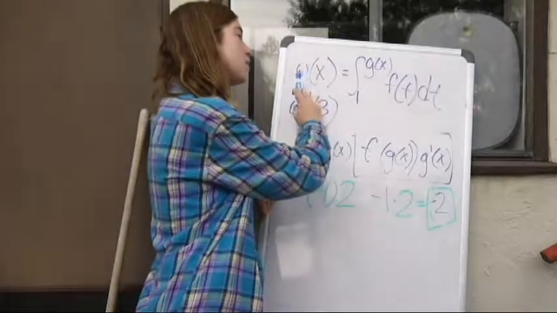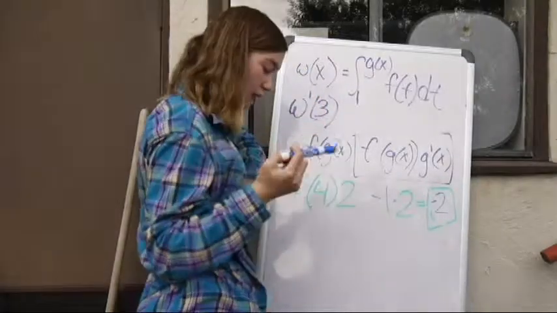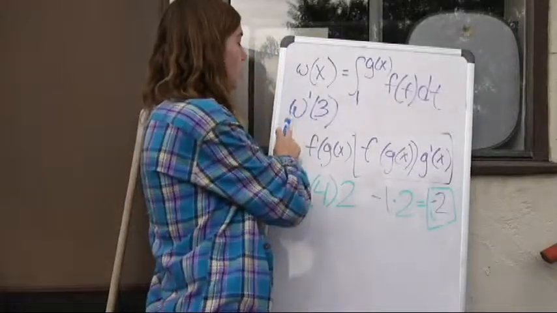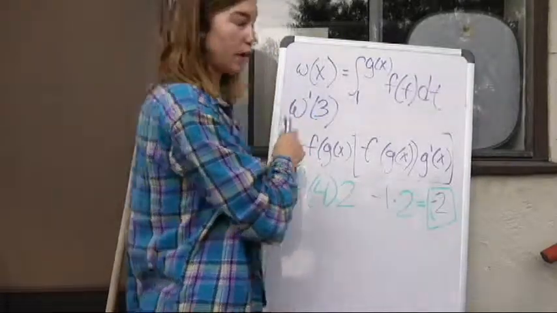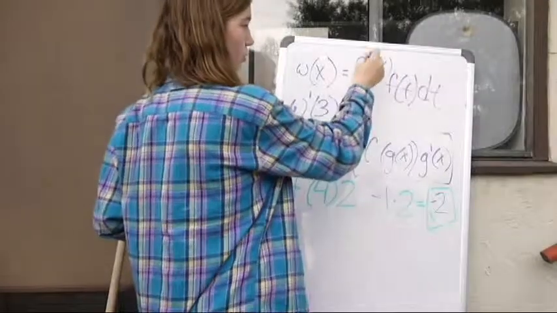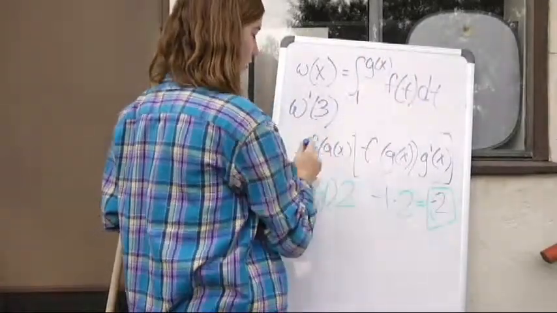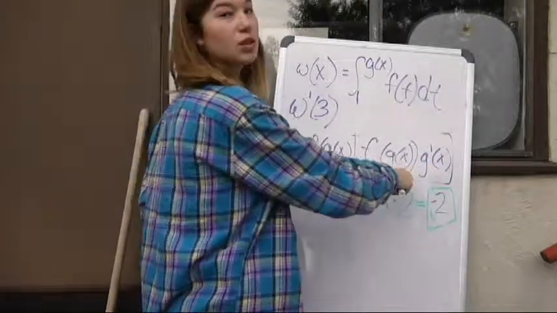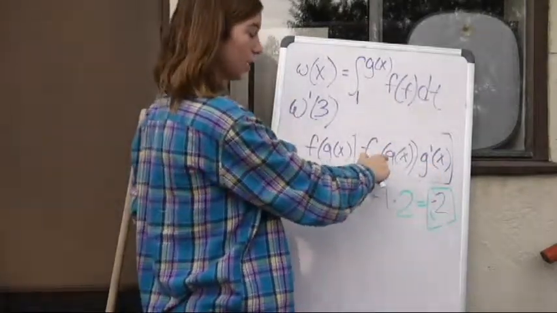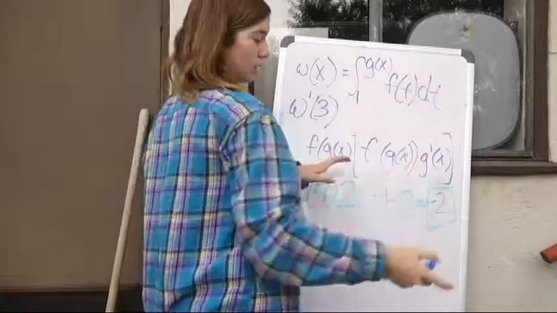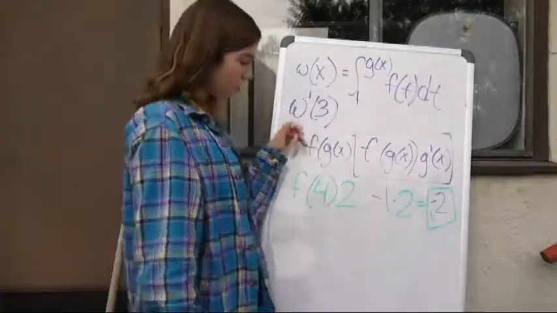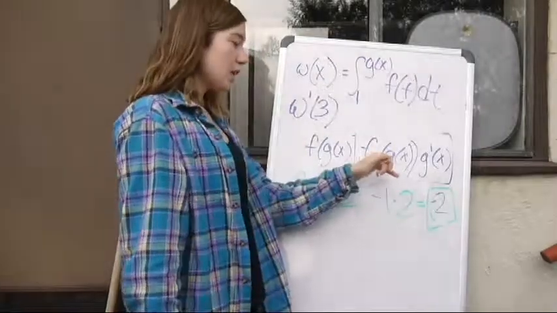We're given this integral, and we want w prime of 3, so we need to find the derivative of this. So basically we plug g of x in, and we get f of g of x, and then we have to multiply, doing the chain rule, by g prime of x. This is what we're going to want to solve for, and we're given an x value of 3, so we plug that in.